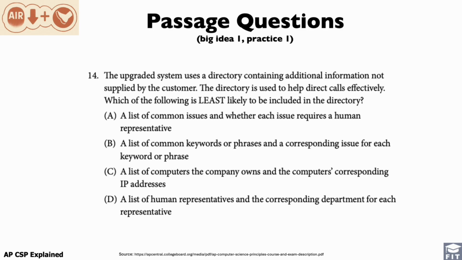Notice the keyword least. That means we're looking for the option that's least likely or most unlikely to be true. In this case, common sense tells us that a company's computers and IP addresses, which are considered private information, wouldn't belong in a public-facing support system. So the correct answer is C.